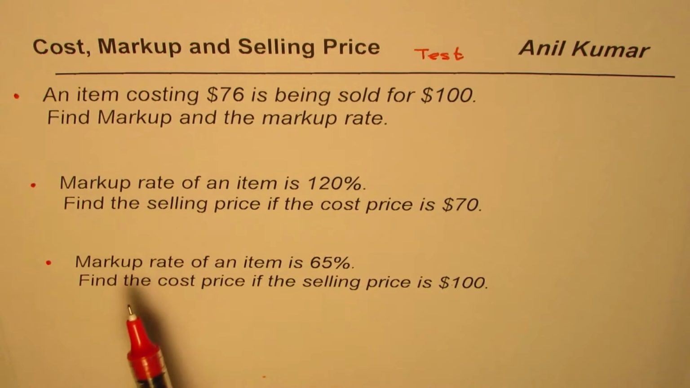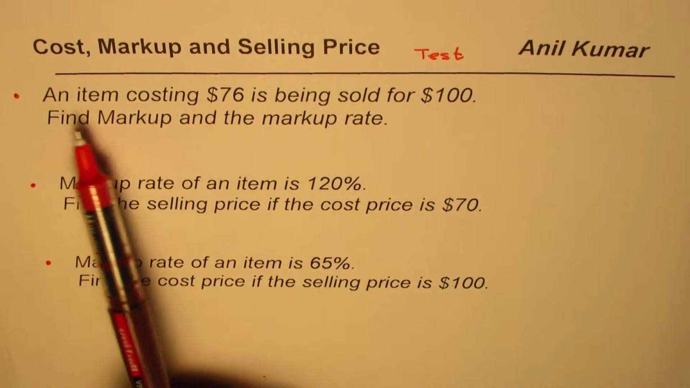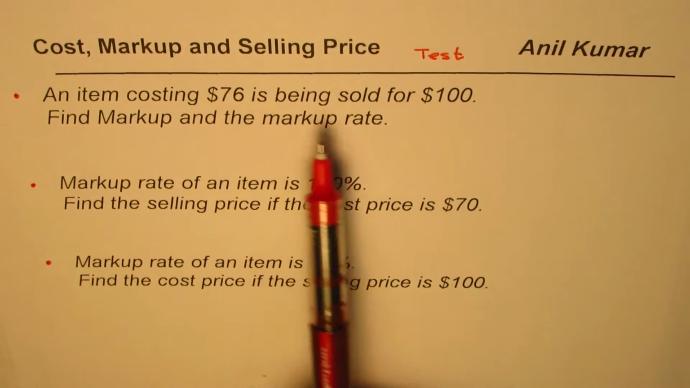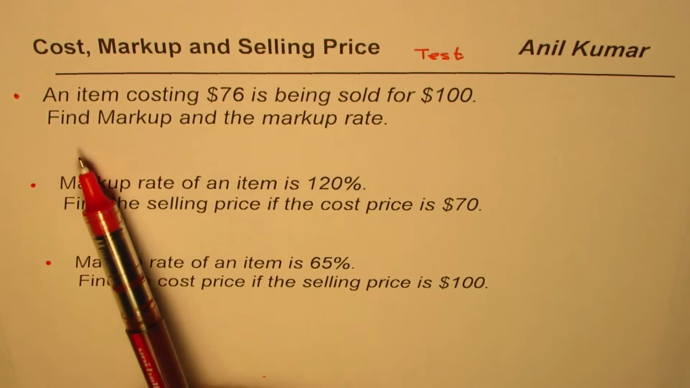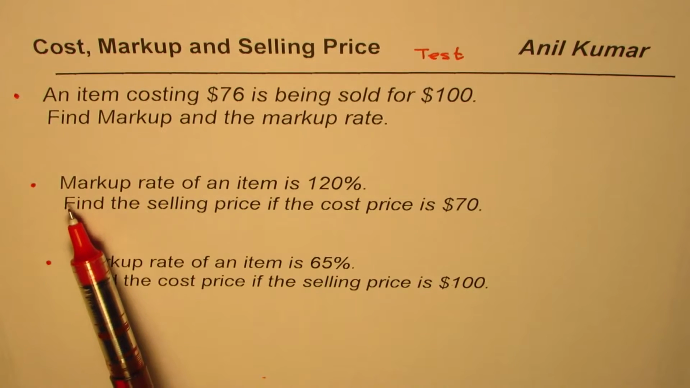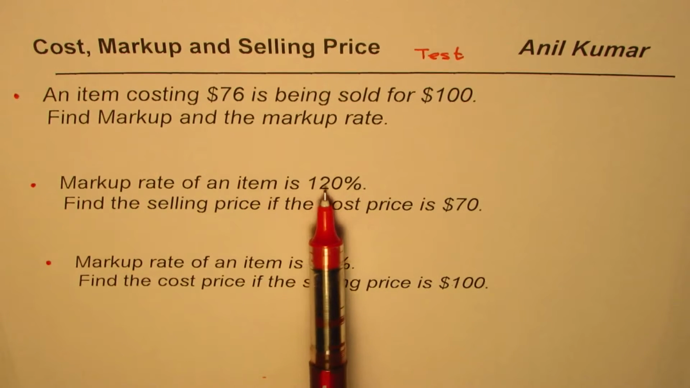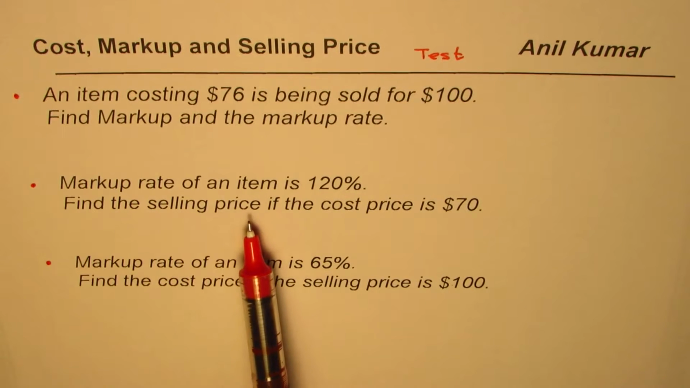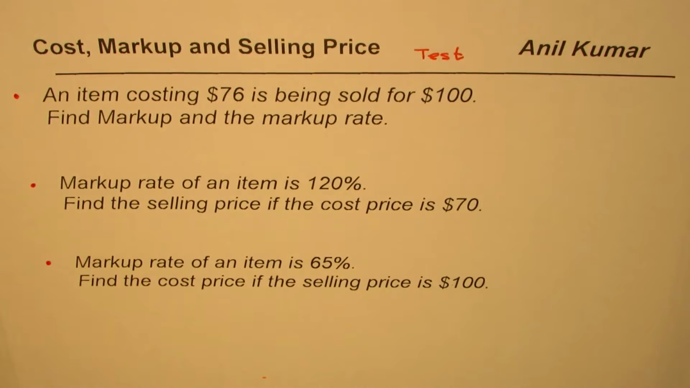Let's read the questions one by one. First one is, an item costing $76 is being sold for $100. Find markup and the markup rate. Then we have, markup rate of an item is 120%. Find the selling price if the cost price is $70. And the last one here is, markup rate of an item is 65%. Find the cost price if the selling price is $100. Okay, let's solve them one by one.